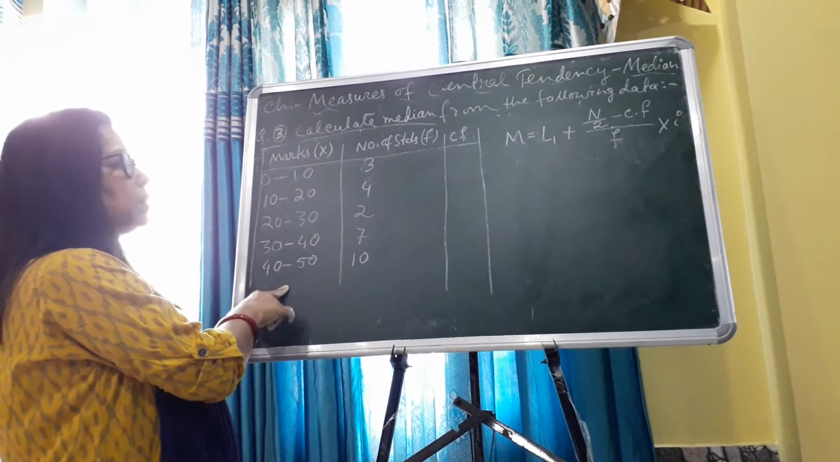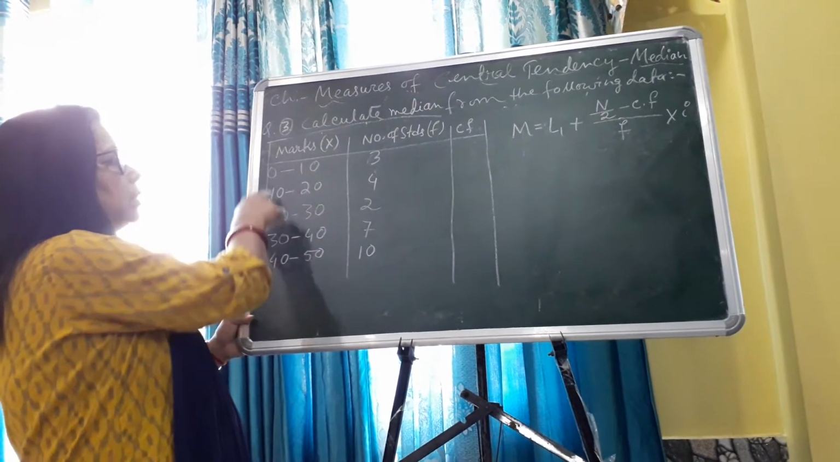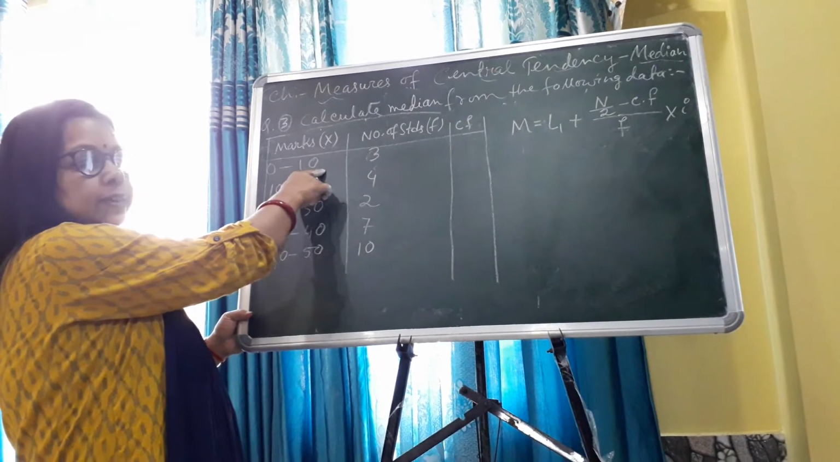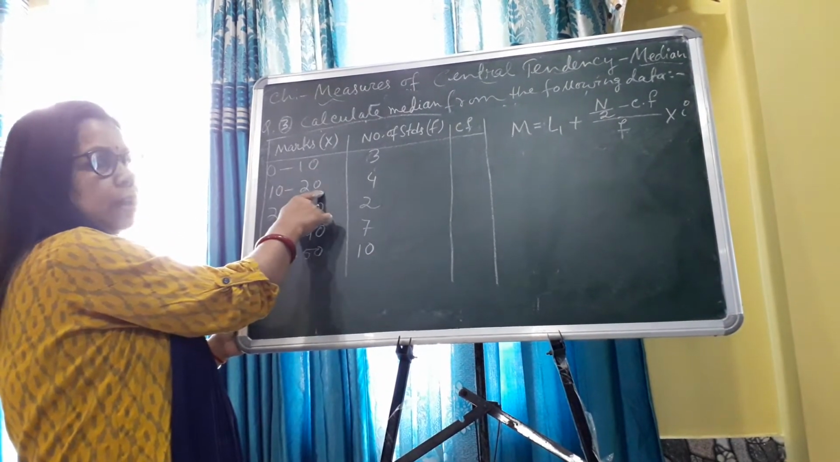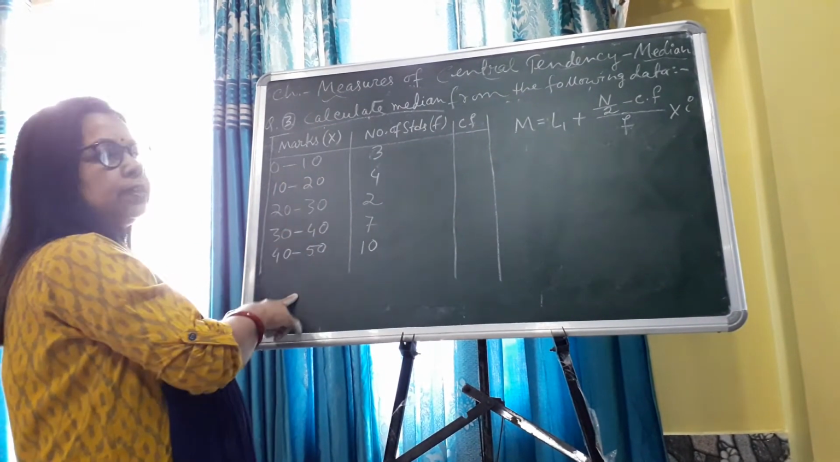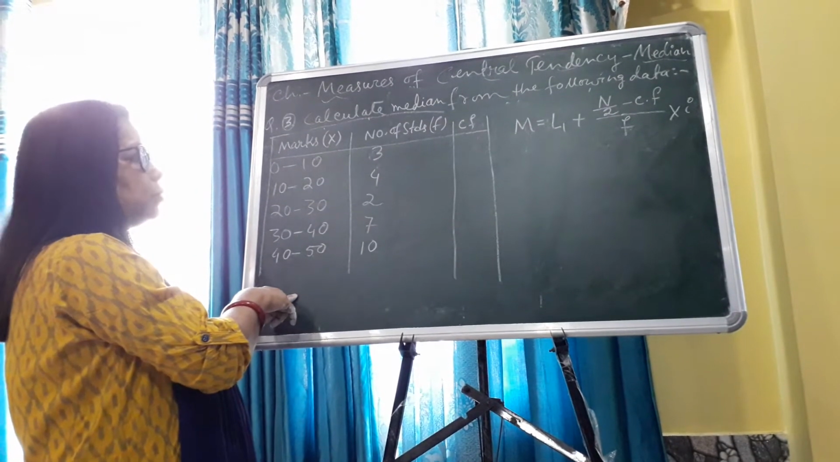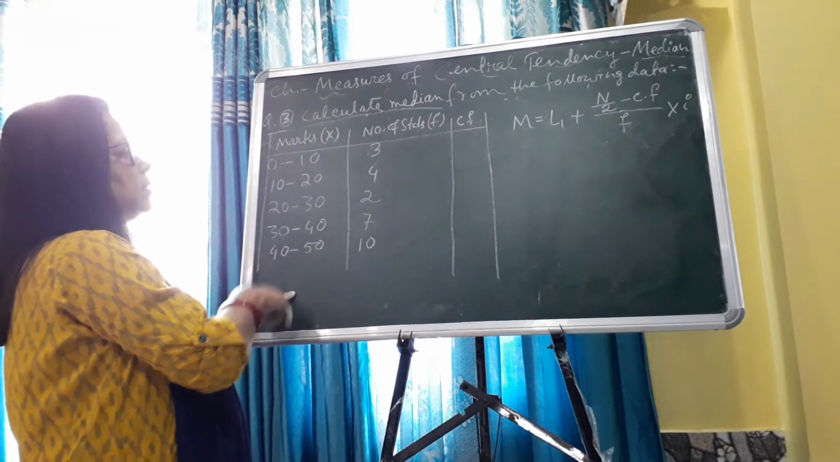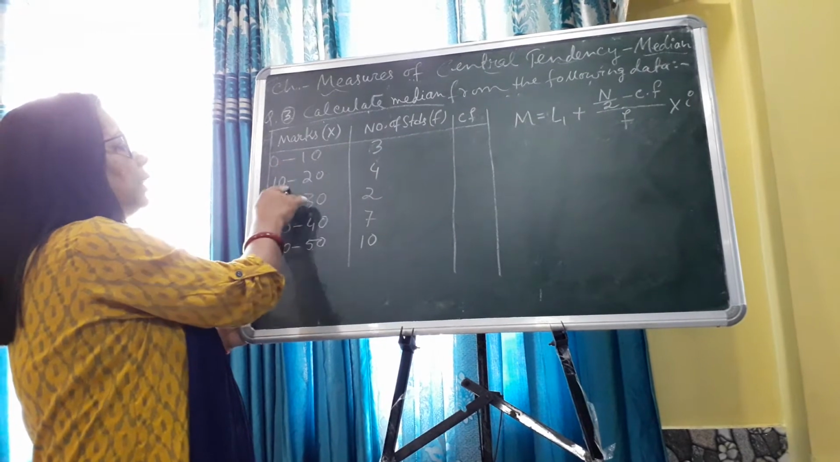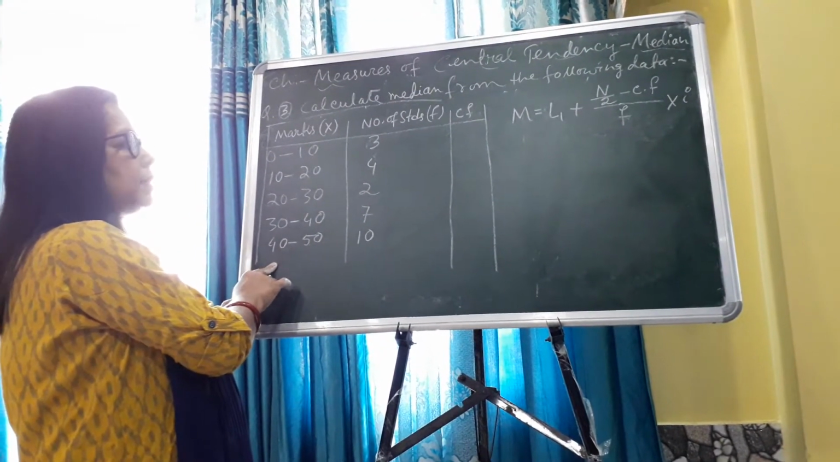This is the class interval 0 to 10. So in the previous class I explained 0 is the lower limit, 10 is the upper limit. Lower limit, upper limit, and there is no gap. That's why it is known as continuous series or exclusive series. There is no break: 10, 10 to 20, 20 to 30, 30 to 40. So this is continuous series.